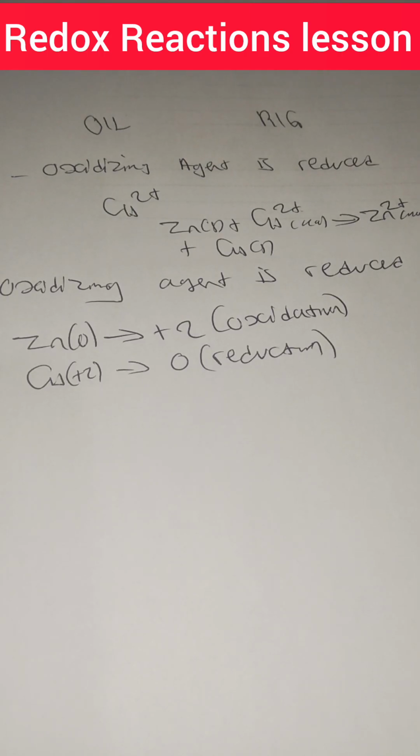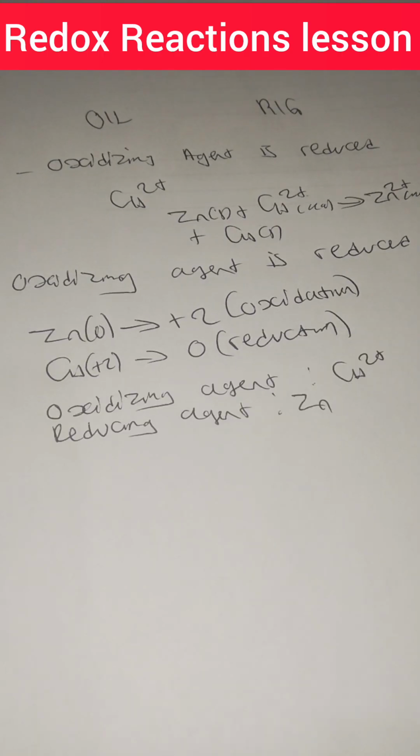It has gained 2 electrons, which means it's reduction, because we said reduction is gain of what? Is gain of electrons. So it has gone through reduction, the copper 2+. What about an oxidizing agent? Which one is an oxidizing agent? So an oxidizing agent is copper and the reducing agent is zinc. So there we go. The oxidizing agent is copper 2+. The reducing agent is zinc.